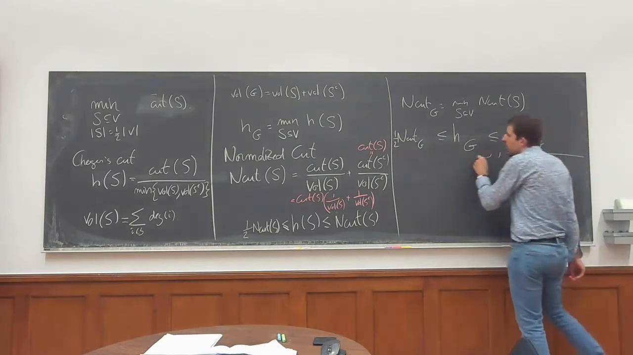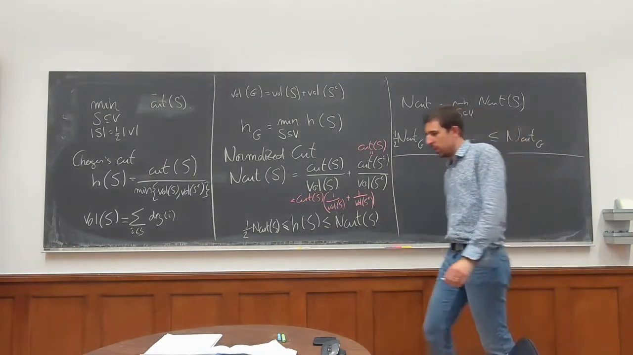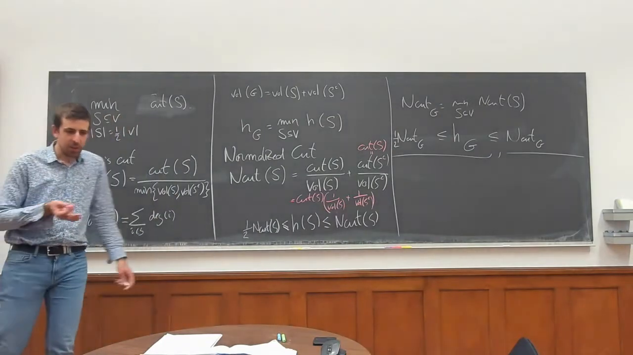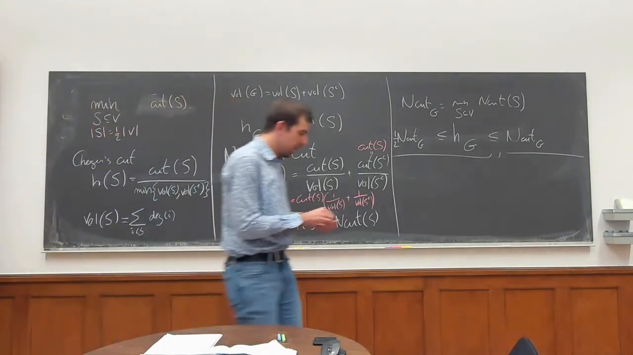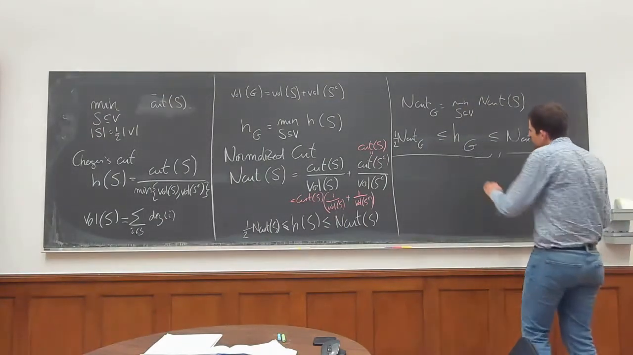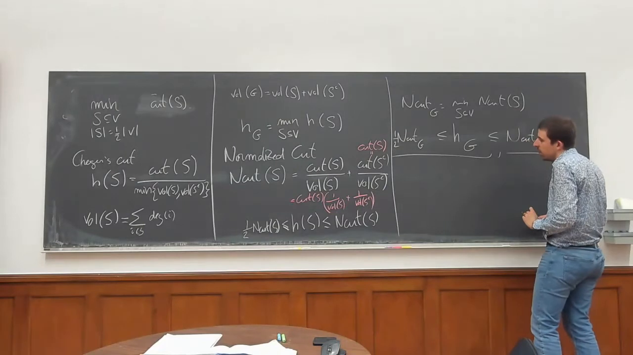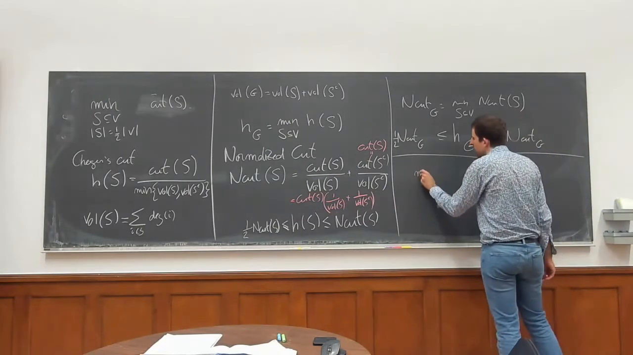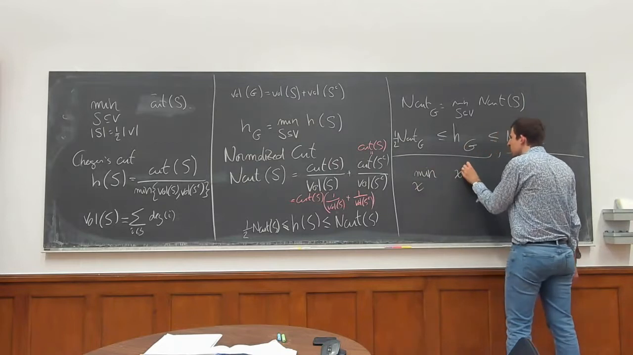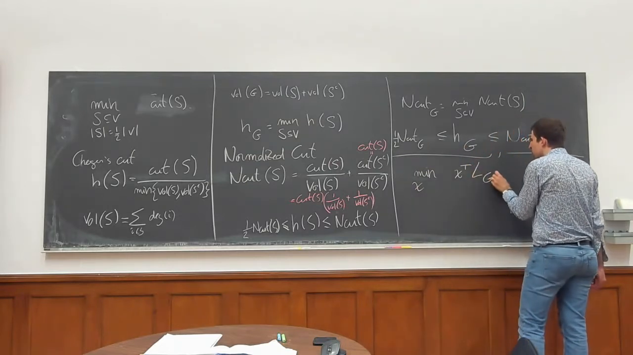Okay, so we're going to now write things in terms of the normalized cut. So let's think about the normalized cut in a different way. Remember that we were asking to minimize something like, for some x, x transpose L_G x.